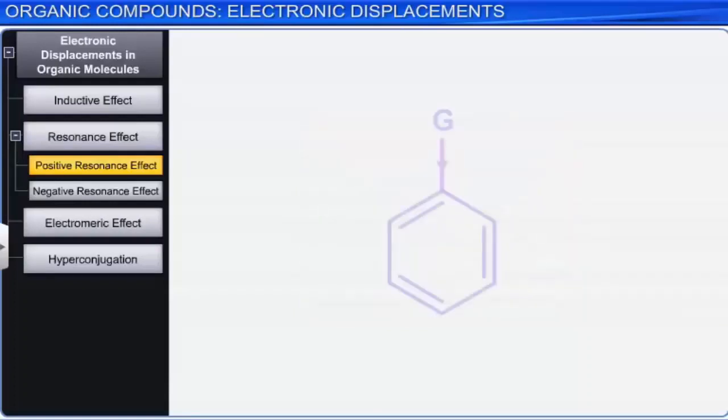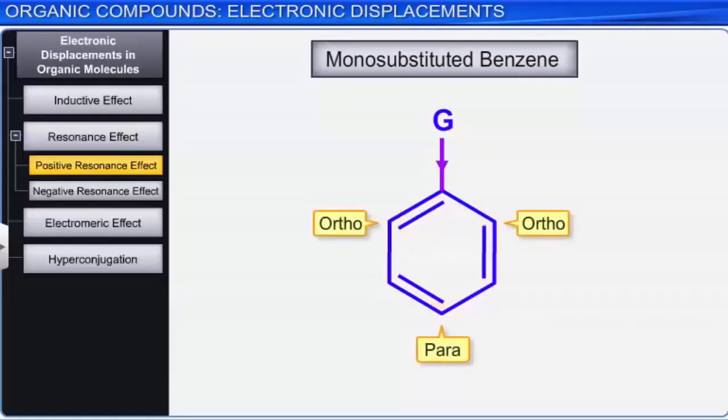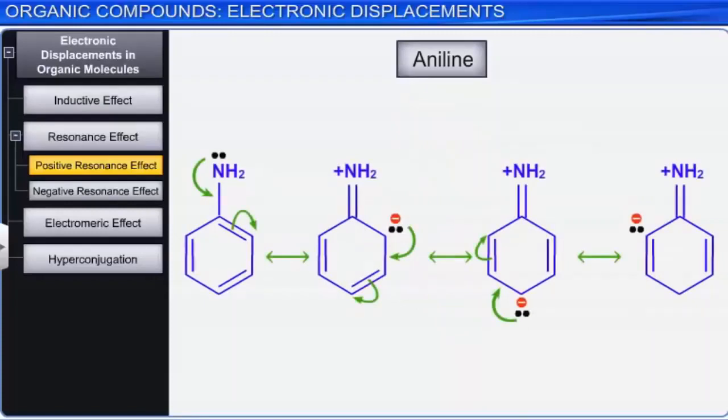The positive resonance effect in monosubstituted benzene increases the electron density at ortho and para positions. For example, in aniline, due to the conjugation of lone pair of electrons on the nitrogen of the amino group with the pi electrons of benzene, the electron density is increased at the ortho and para positions as shown here.